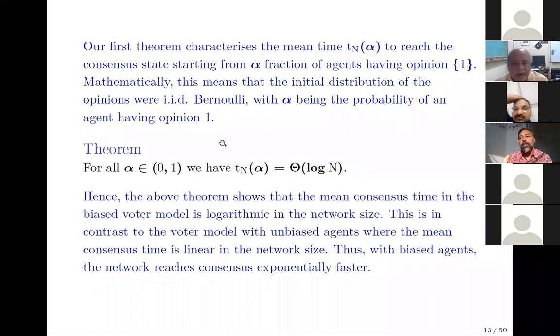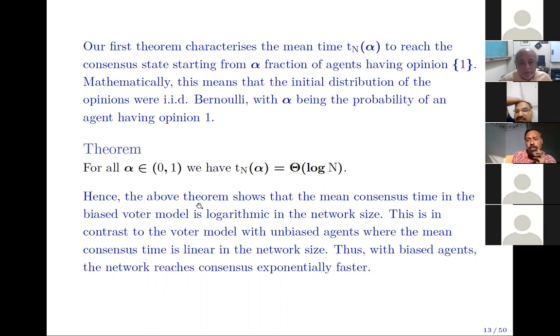So our first result characterizes the mean time to reach the consensus state, starting from alpha fraction of agents having opinion 1. As I told you earlier, this means the initial distribution of opinions were IID Bernoulli, with alpha being the probability of an agent having opinion 1. So what we have is that for all alpha, Tn alpha is theta log n. What this notation means is that I can get two constants, C1 and C2, such that Tn alpha is bigger than C1 log n and less than C2 log n. In other words, Tn grows like log n.